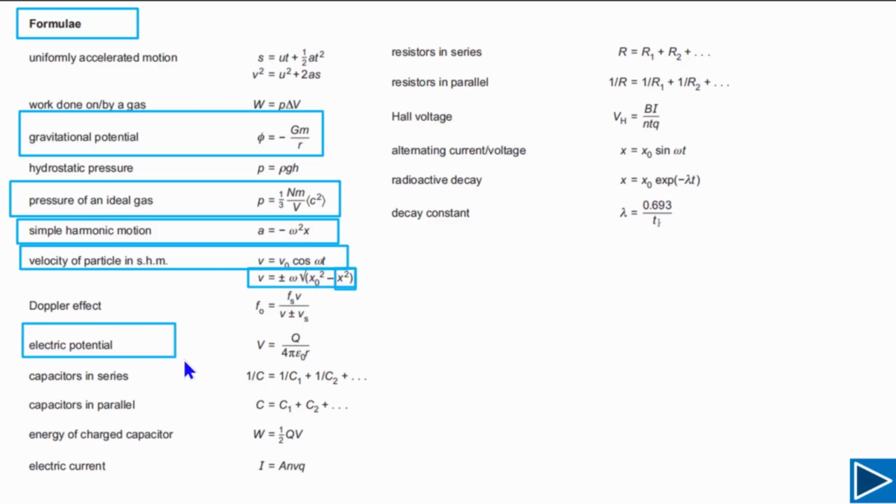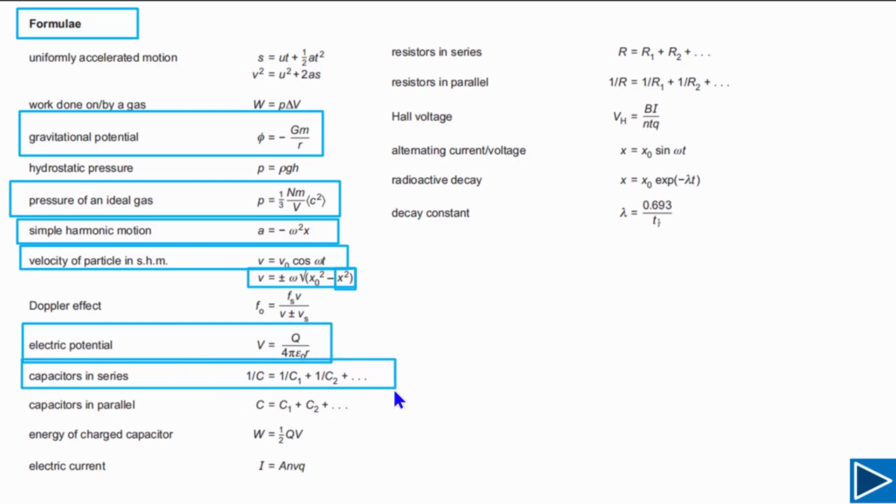And next one is about electric potential. This formula is also a basic formula; you need this one for calculations about electric field. If you need to find potential at any point in an electric field, you can use this one. And next one is about capacitors in series. Very basic formula. You also need to understand how to derive this one. And the next one is about capacitors in parallel. You also need to understand how to derive this one as well.